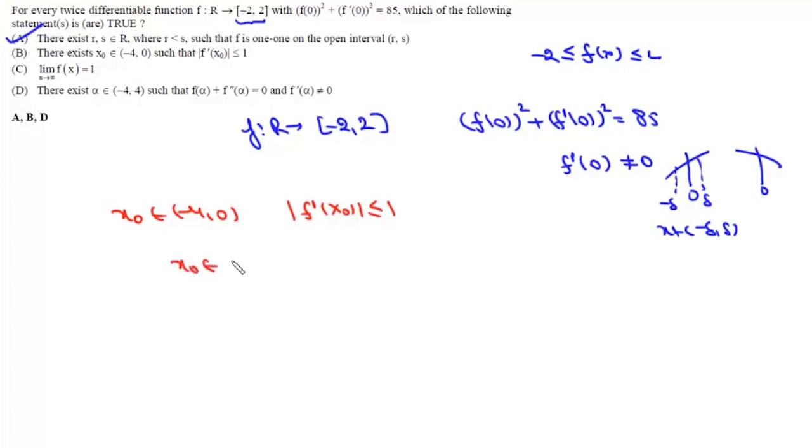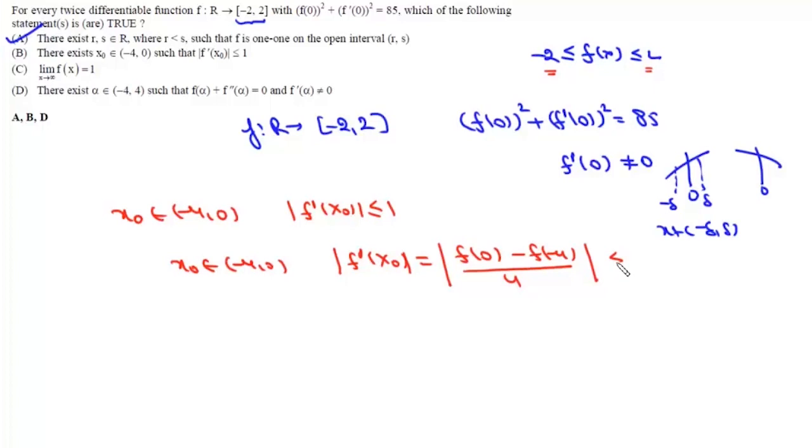There will be some x0 in minus 4 to 0 such that f dash x0 will be equal to (f(0) minus f(minus 4)) upon 4, and we take this mod sign. Now we know that the minimum value of f(x) is minus 2 and the maximum value is plus 2. So the maximum value of f(0) minus f(minus 4) will be 4. So it will always be less than or equal to 1. That means this statement B is also correct.